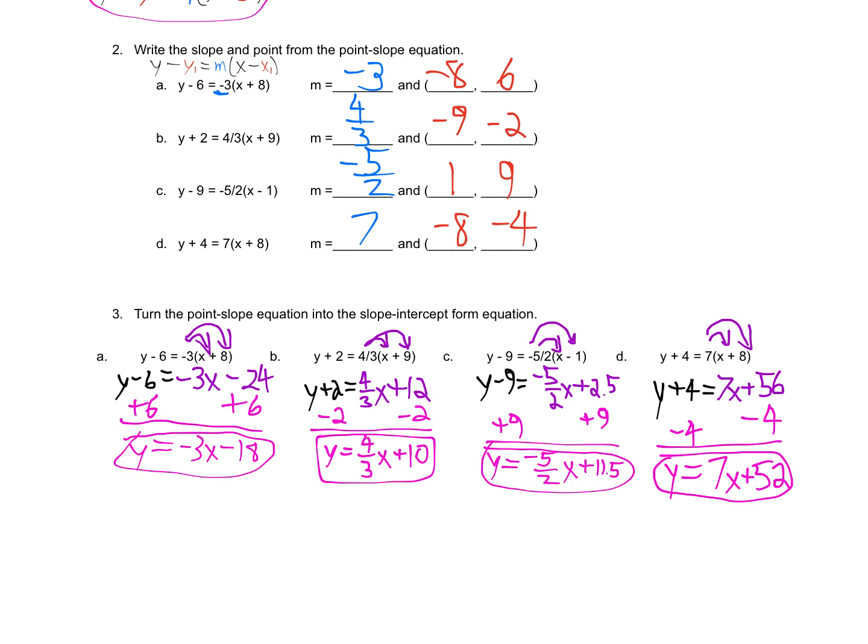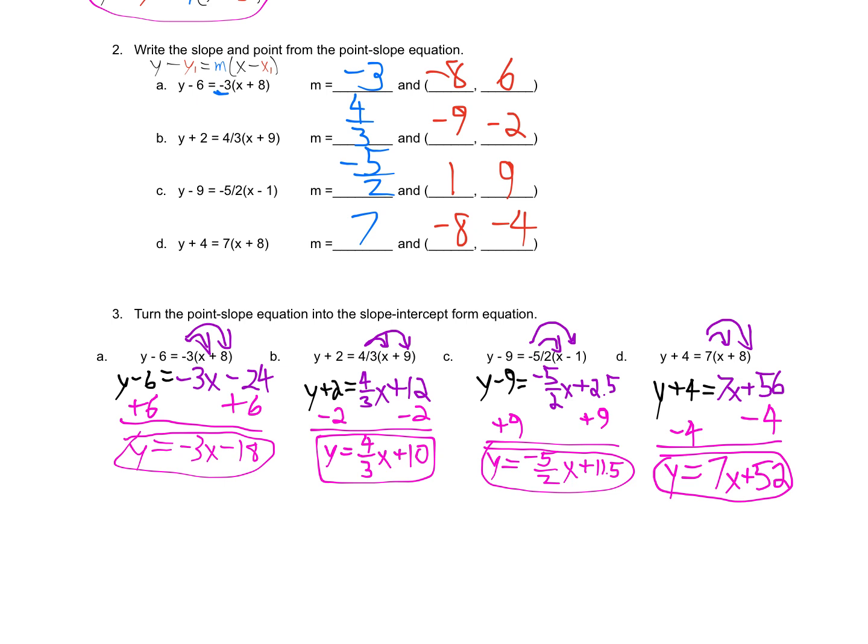Because negative 6 plus 6 is 0. The negative 3x, there isn't any other x's on this side of the equal, so it's still negative 3x. Negative 24 plus 6 gives me negative 18. So my equation is y equals negative 3x minus 18.